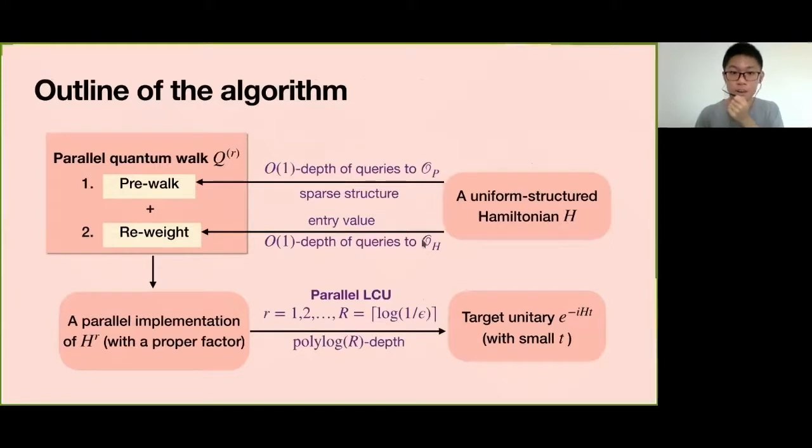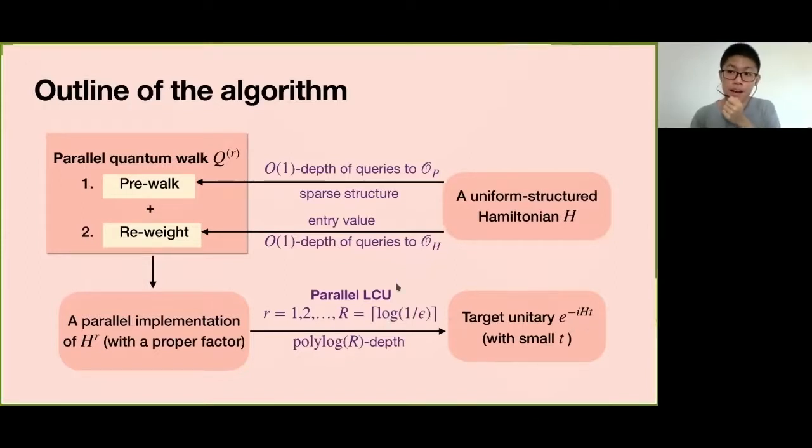Now I will sketch the outline of the whole algorithm. We start from a uniform structure Hamiltonian H, then with O(1) depth of queries to OP to access the sparse structure of H, and O(1) depth of queries to OH to access the entry values of H, we can construct a parallel quantum walk operator Q_R in two stages, pre-walk and reweight. With this Q_R, it offers a parallel implementation of the monomial of H^R with a proper factor. Then by parallel LCU, which we will not get into the detail of here because it is kind of trivial, we can combine these H monomials into the target unitary, that is e^{-iHt}.